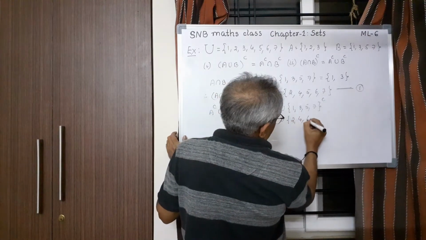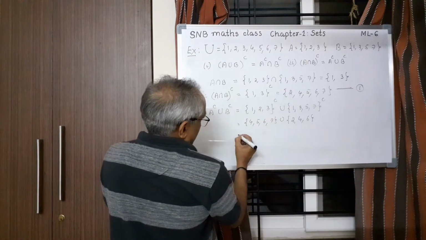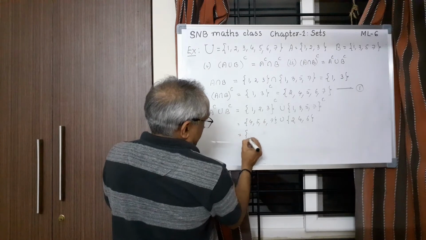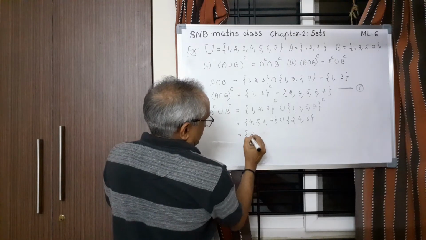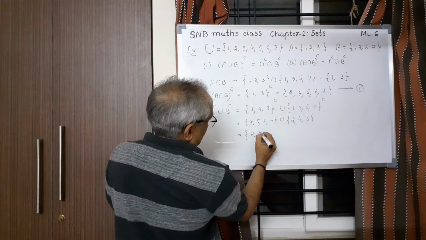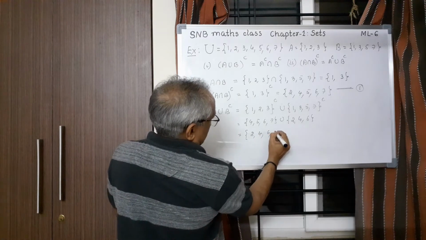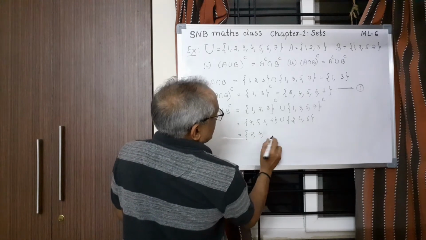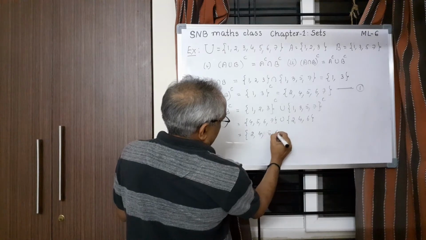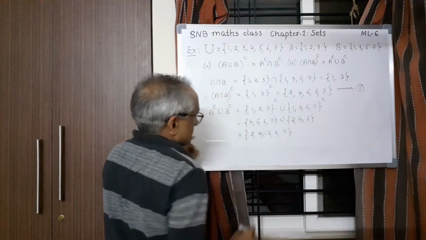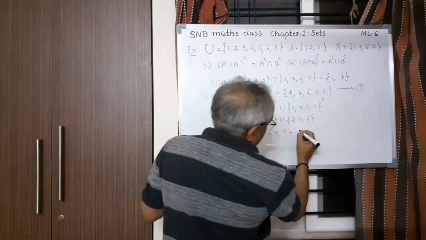Now if you simplify, that is, take the union, first one is 2, then 4, then 5 also is there, then 6, then 7. You can verify. So this is 2.